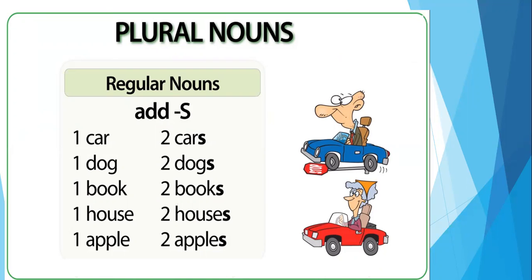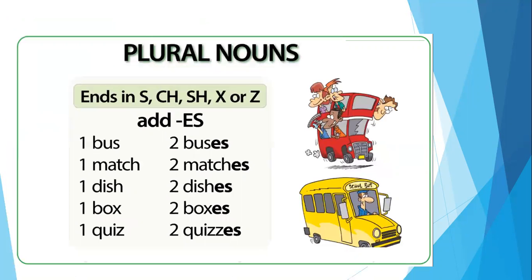There are exceptions in English. Let's see. Right here, when a noun ends in S, CH, SH, X, O, Z, we add ES to make that noun plural. One bus, two buses, one match, two matches, one dish, two dishes, one box, two boxes, one quiz, two quizzes.